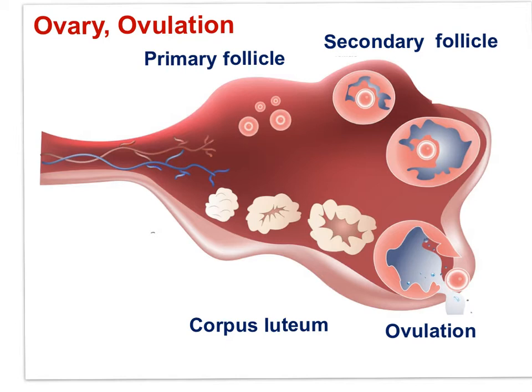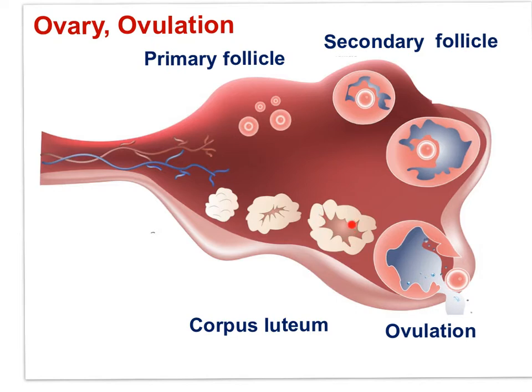So the primary follicle develops under the influence of FSH into the secondary follicle. Meiosis I has occurred. The mature follicle ruptures, releasing the secondary oocyte, it's haploid, into the oviduct, approximately on day 14 of the menstrual cycle. This is known as ovulation. The secondary oocyte has not yet completed meiosis II.